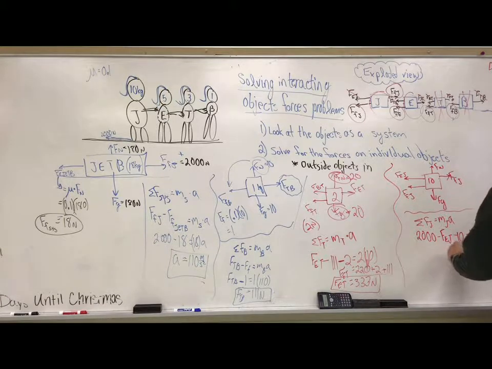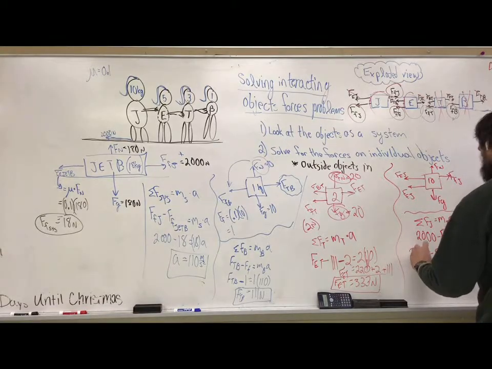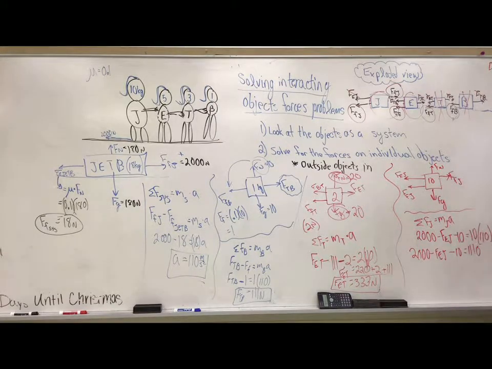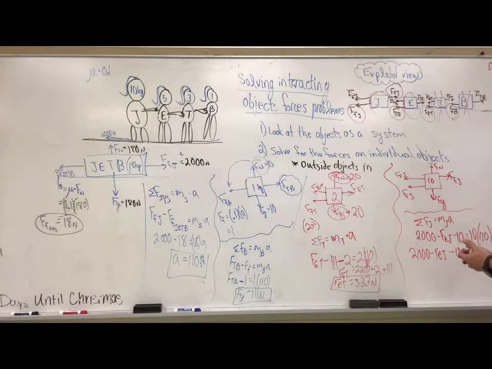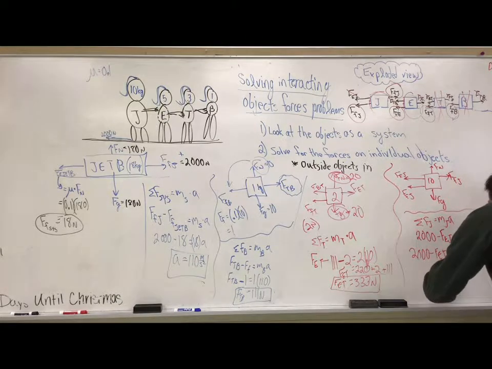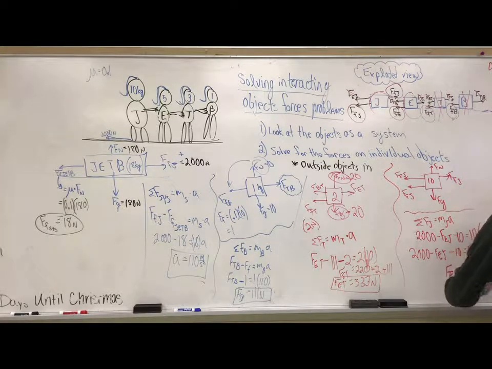1110 minus 10 minus FEJ equals 2,000. Ooh, this is going to be a big force. Maybe not. So the force of Elizabeth on Joan should be equal to 880 newtons.